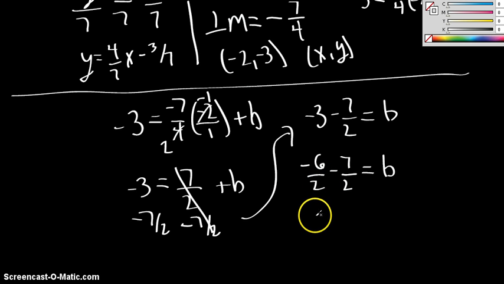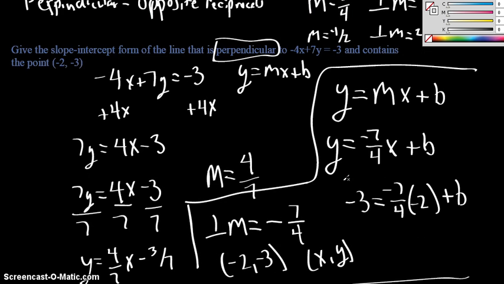Subtract those. Negative 6 minus 7 is negative 13 halves equals b. So now here's my b. And if I go back, I remember my perpendicular slope that I want to use was m equals negative 7 fourths.